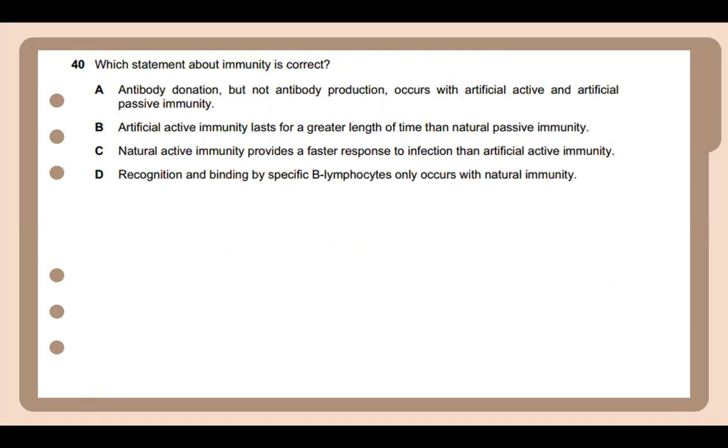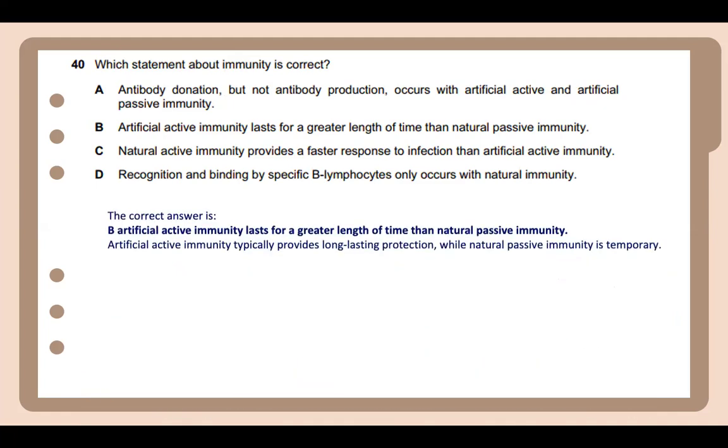Which statement about immunity is correct? The correct statement about immunity is artificial active immunity lasts for a greater length of time than natural passive immunity. Artificial active immunity typically provides long-lasting protection, while natural passive immunity is temporary.